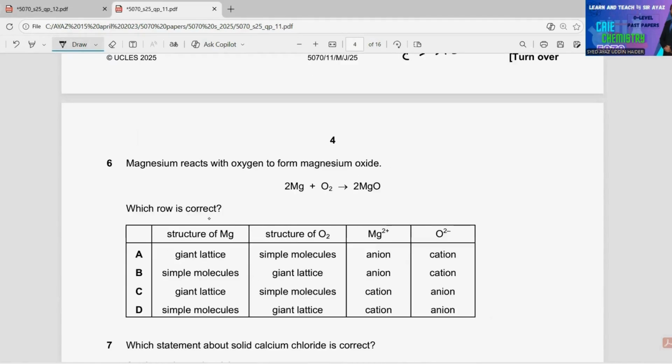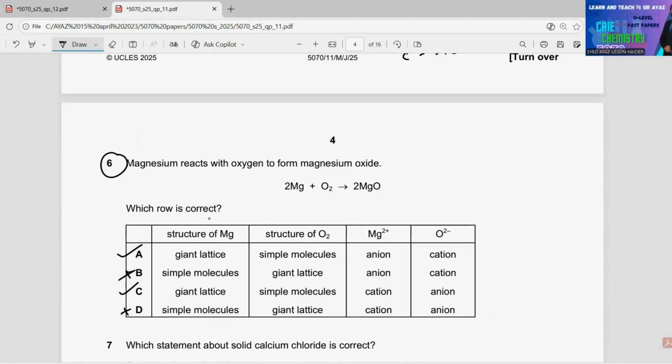Moving to next MCQ. Magnesium reacts with oxygen to form magnesium oxide. Which row is correct? Now we have structure of Mg, structure of O2, Mg2+ and O2-. So Mg is metal. It must be having giant lattice. So either A is correct or C is correct. B and D is incorrect.